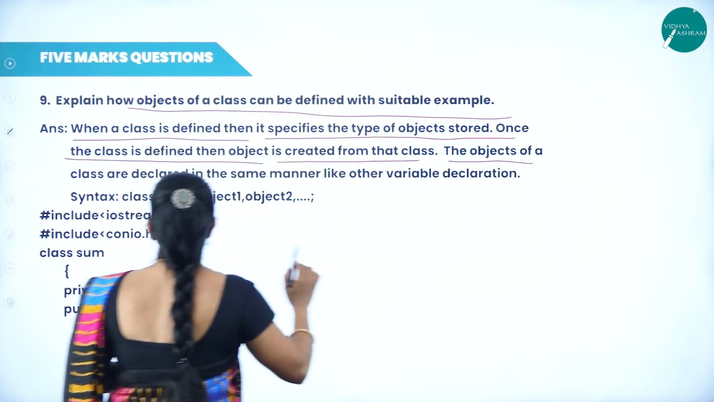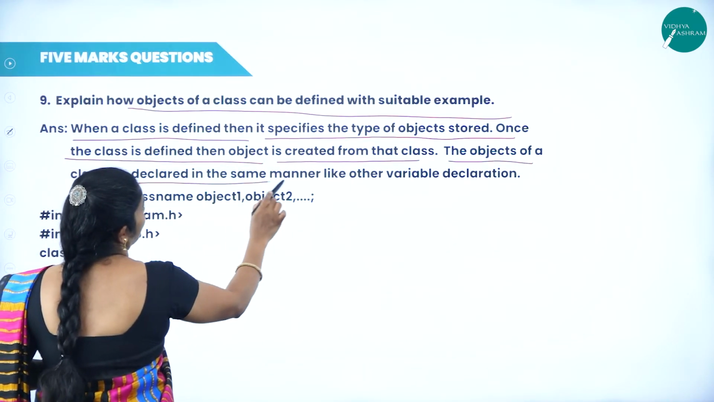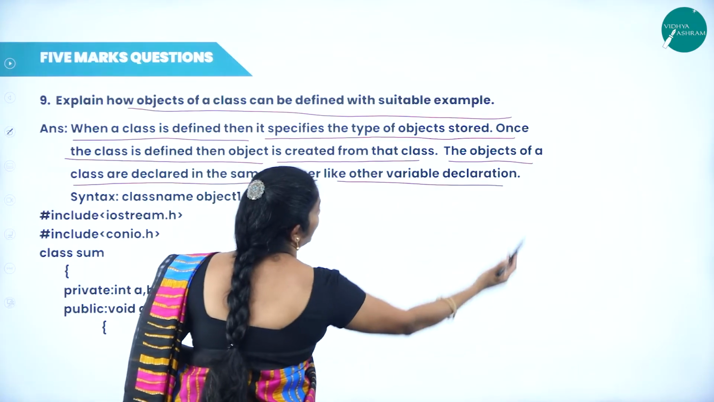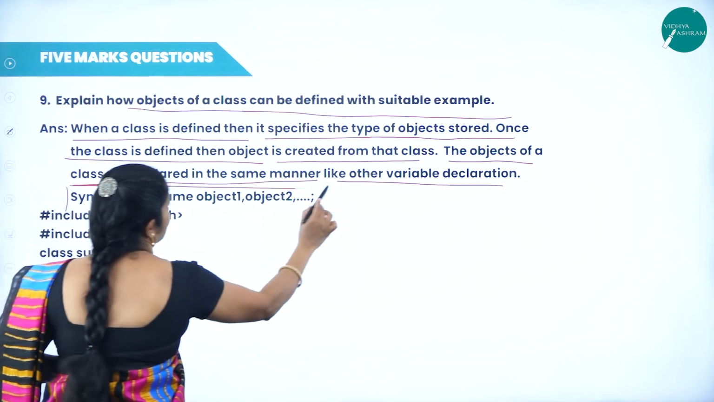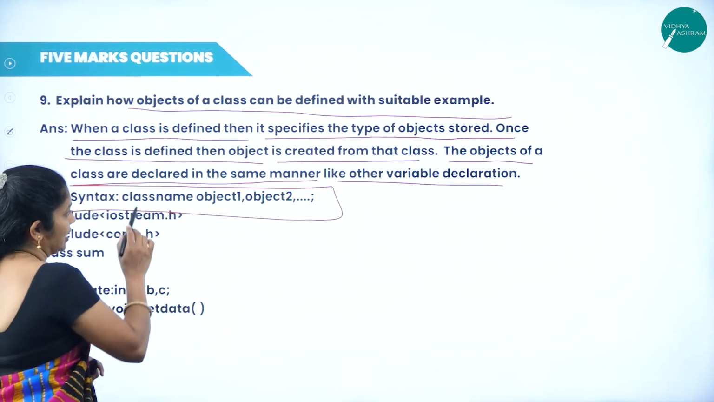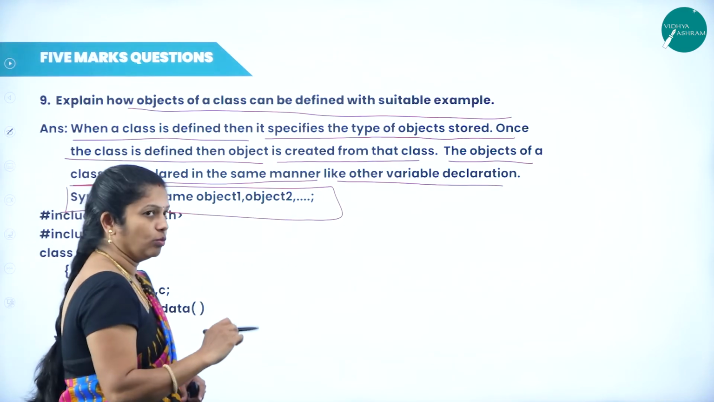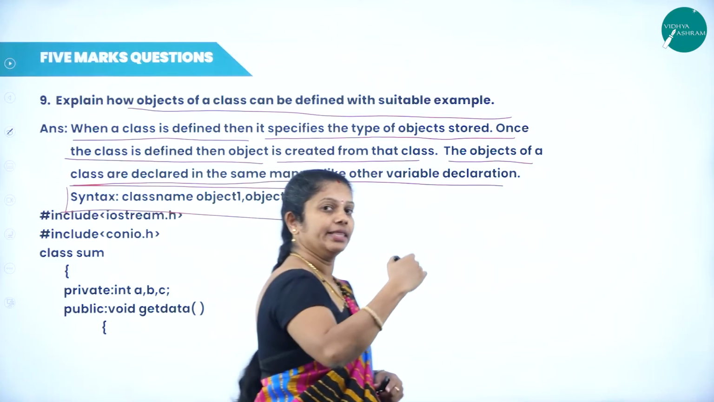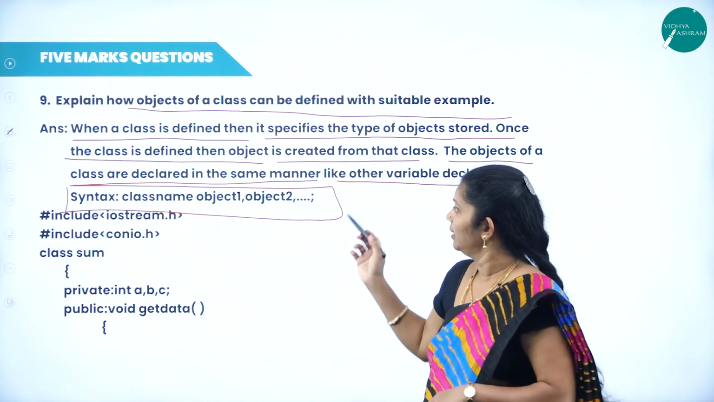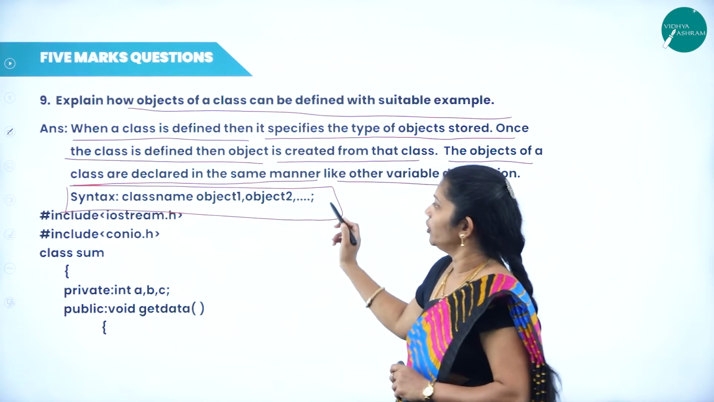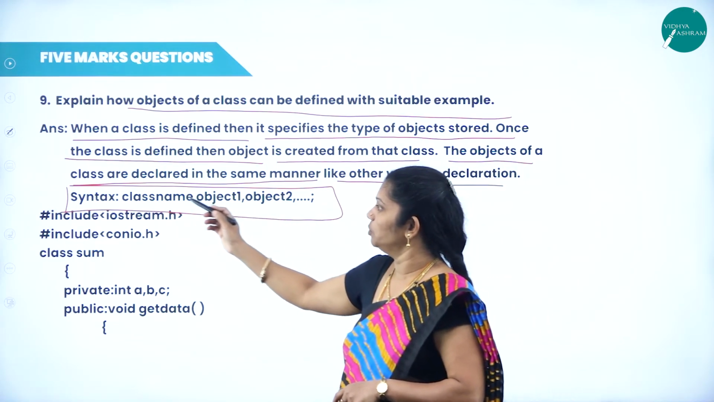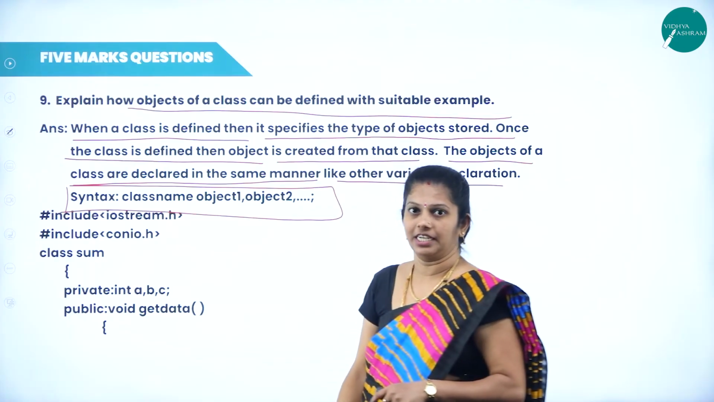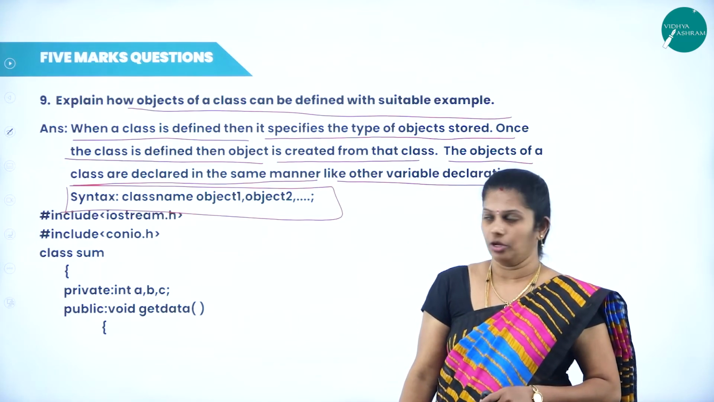The objects of a class are declared in the same manner as other variable declarations. If you observe the syntax: class name, object 1, comma, object 2, comma, object 3, and finally a semicolon. If you have multiple objects, all the objects are separated by the comma operator. If you have only one object, then class name, object name, and directly a semicolon.